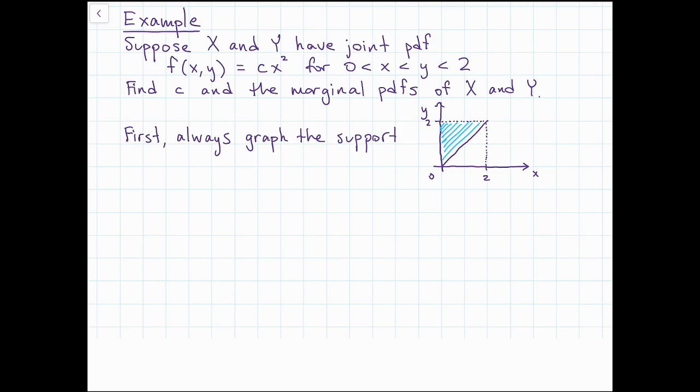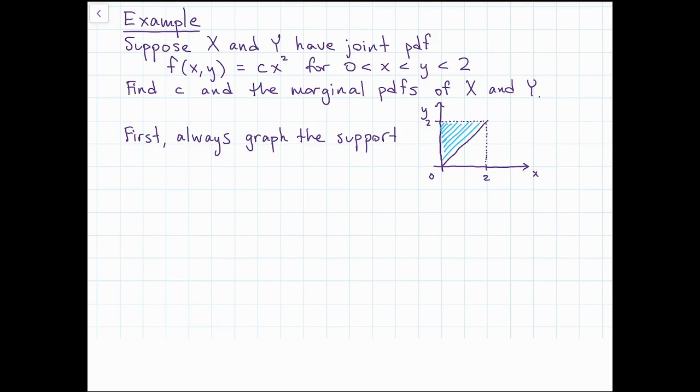Well, just pick your favorite value of x. Pick x equals 0.5. That means that y has to be greater than 0.5. So any point that you think of will end up in that upper triangle, not the lower triangle. So once we have the support, that's the very most important first step, then we can proceed with the other stuff.